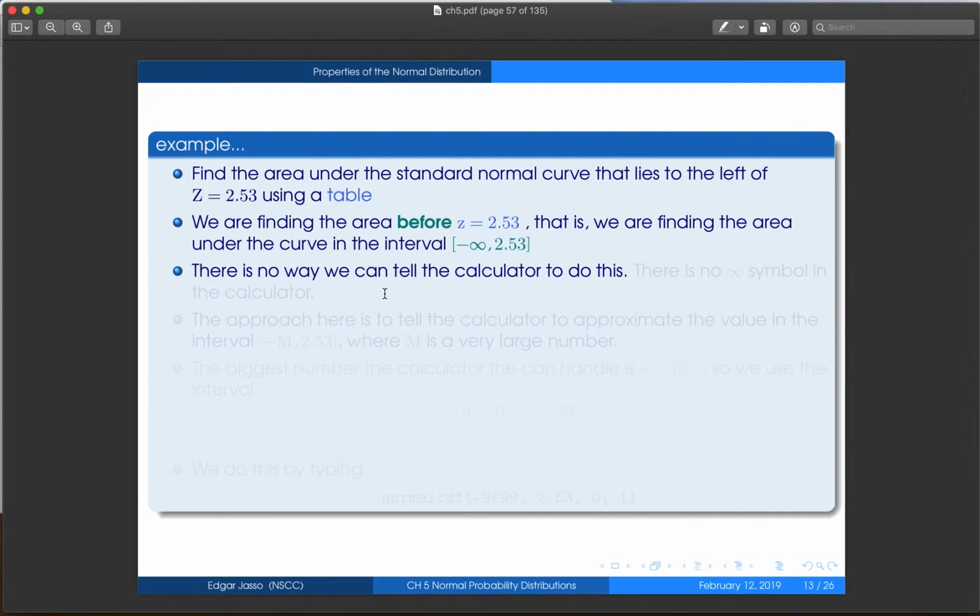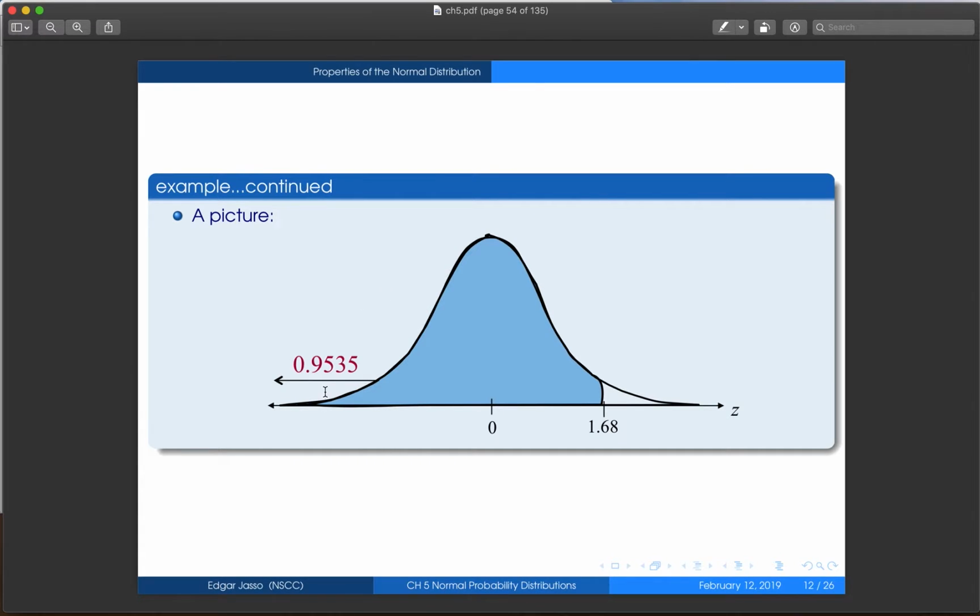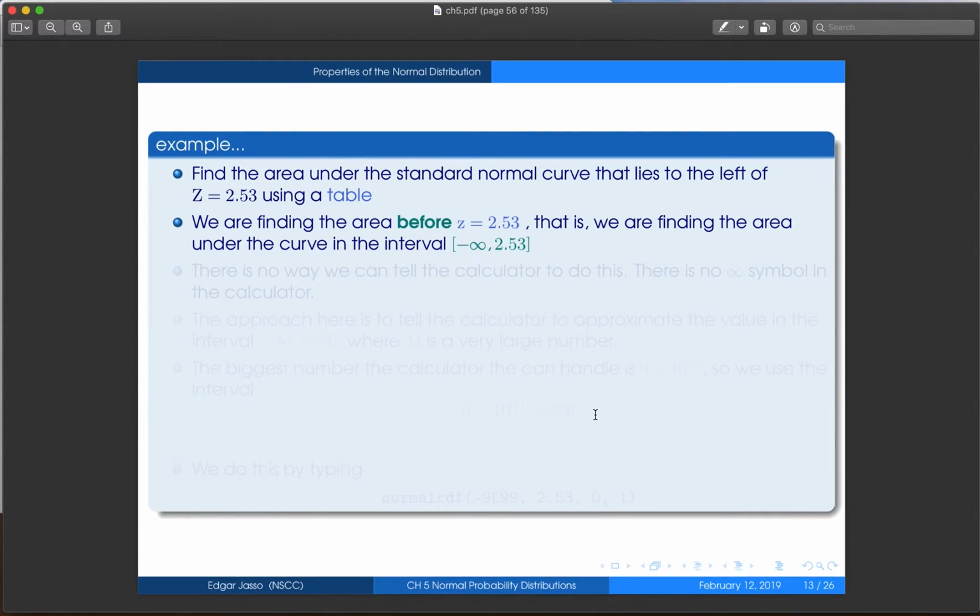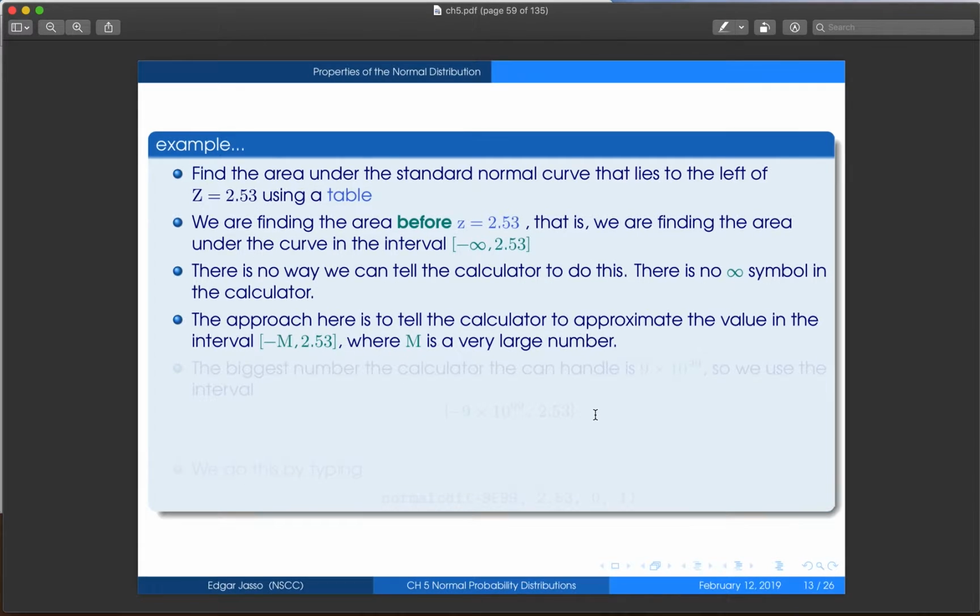In the calculator, there's no way to do this directly, because there's no infinity symbol. You want to find the area from negative infinity to 2.53. Remember that this is an asymptote on this side; it never really touches it. There's no infinity in the calculator, so the way we do this is we put the calculator to find the area between negative m and 2.53, where m is a very large number.